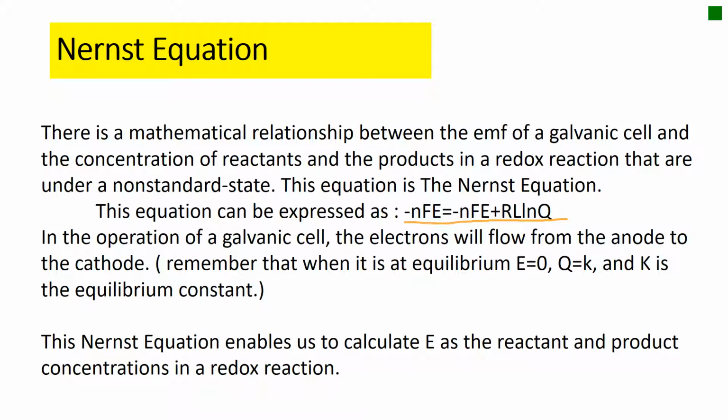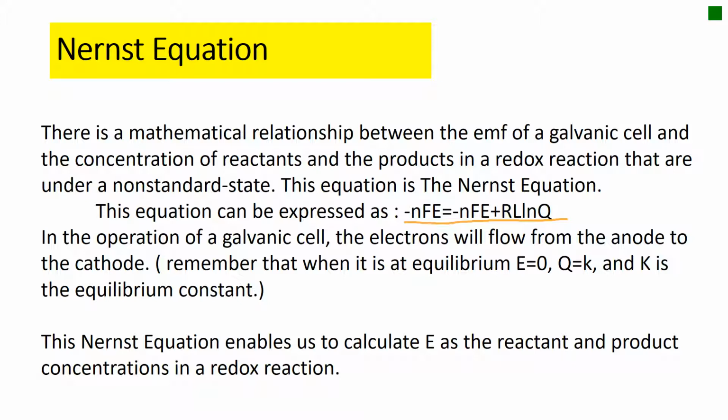In the operation of the galvanic cell, the electrons will flow from the anode to the cathode. That's a very important part of this equation to understand, where the electrons are flowing from, what side to what side, in one direction.